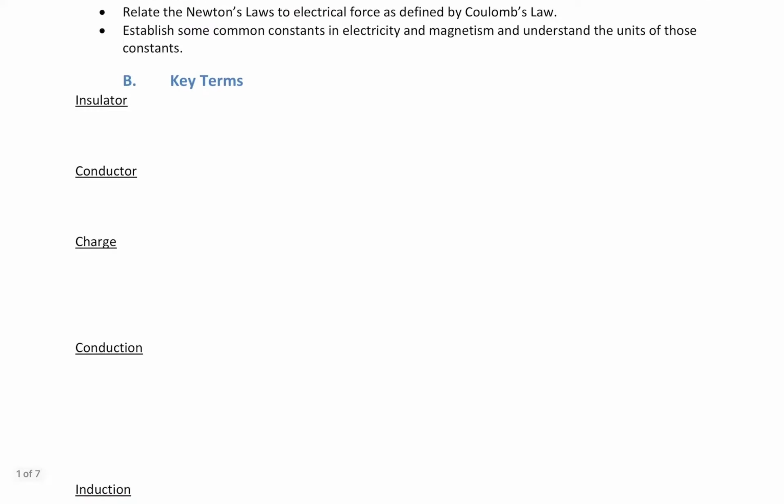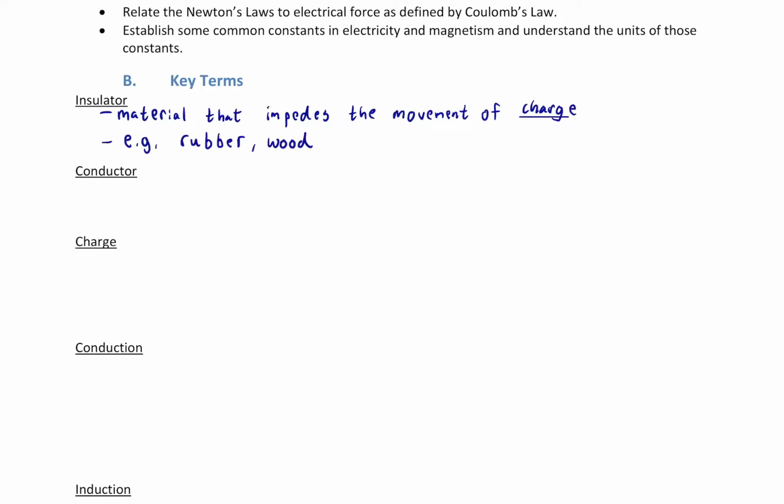So the first couple terms, insulator and conductor, are terms that you've probably seen before in everyday parlance. Well, what are they? An insulator is a material that impedes the movement of charge. Okay, we'll talk about what charge is in just a minute. But in other words, charge, whatever the heck that is, doesn't flow very well through insulators. For example, wood and rubber. If you need to protect yourself from an electrical wire, you need an insulator. Ceramic is another good insulator.